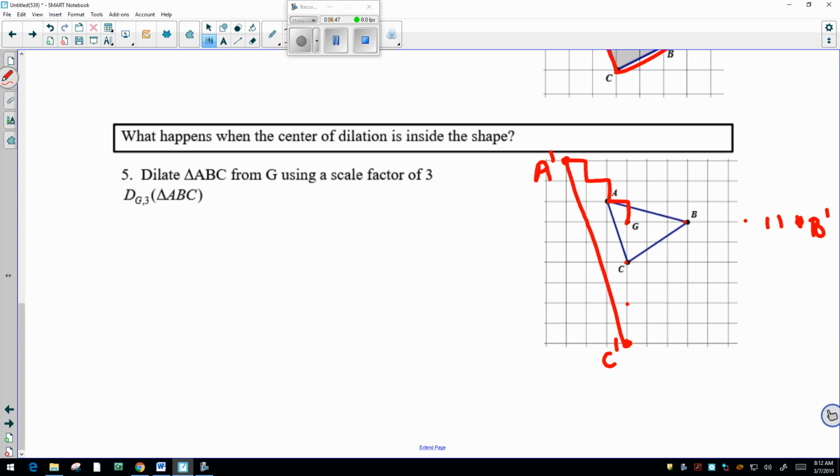So again, if we were to connect this, scale factor is larger than 1. I should see it getting bigger, and it does. And it grows, I can see, around that center.